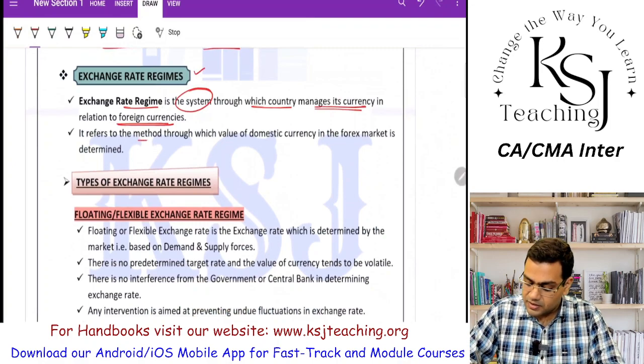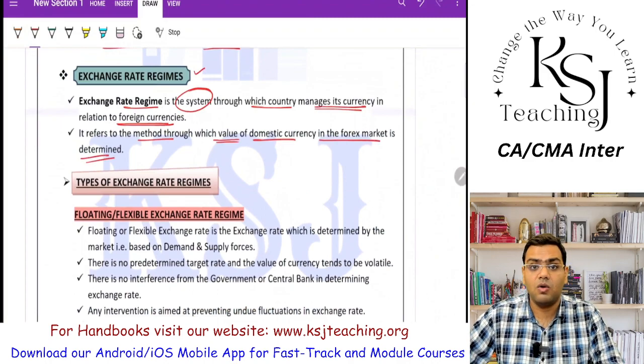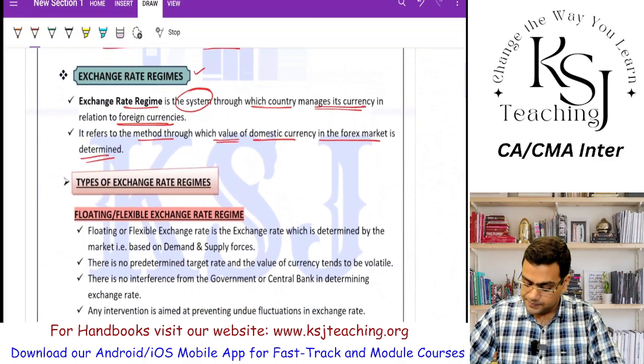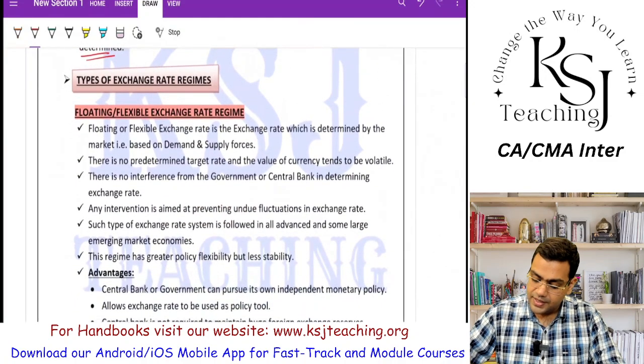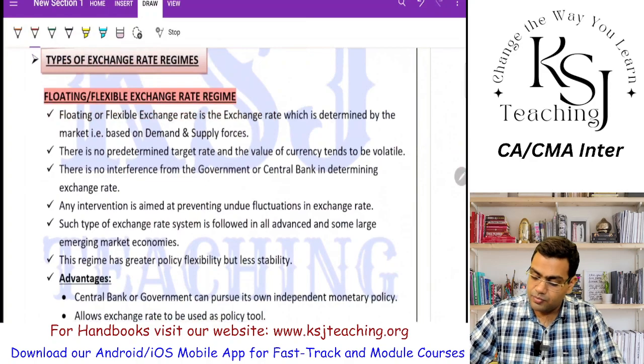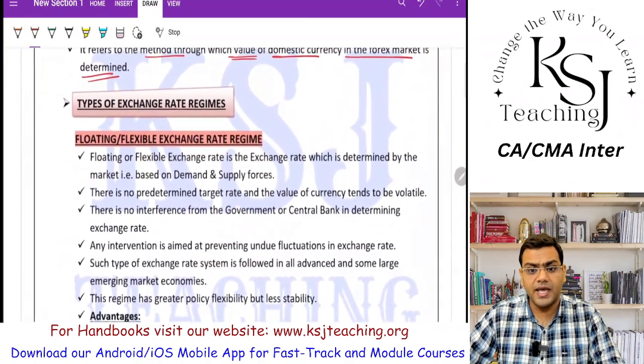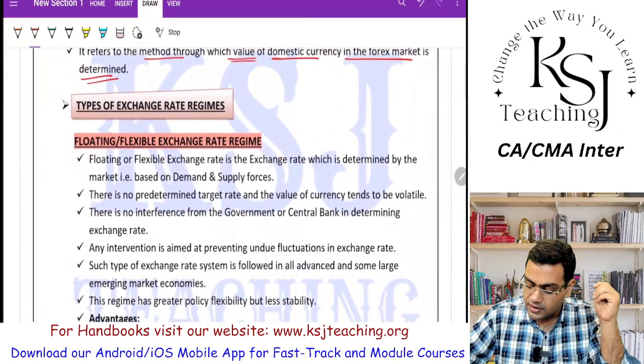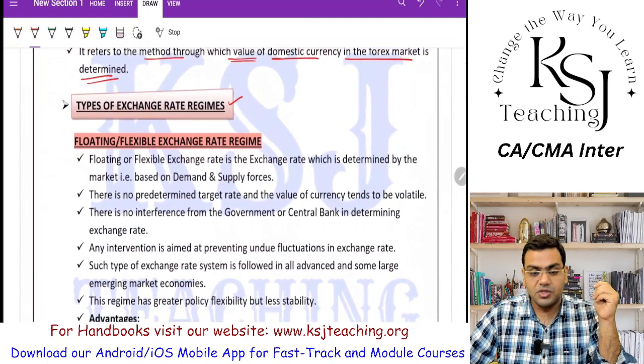It refers to the method through which the value of the domestic currency in the foreign market is determined. That is, how we can determine the value of the Indian rupee in relation to the US dollar, the British pound, and the Chinese yen. Okay. So there are broadly 2 types, but another type is also there. So these are the types of exchange rate regime.